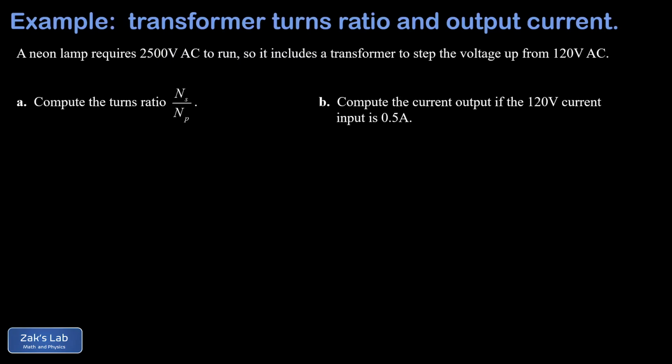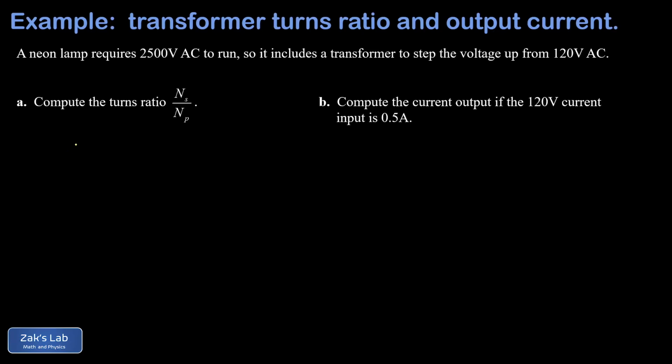That's the number of turns in the secondary coil divided by the number of turns in the primary in order to step the voltage up to 2500 volts. And then in part B, we're going to get the current output given the current input into the transformer. And the solutions to both of these parts depend on simple formulas that were derived in another video. And I'll just post a link to that real quick.